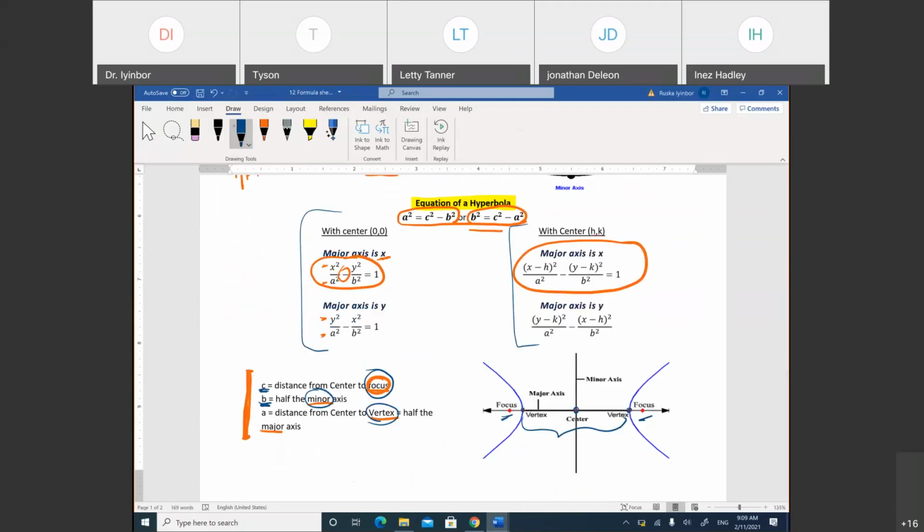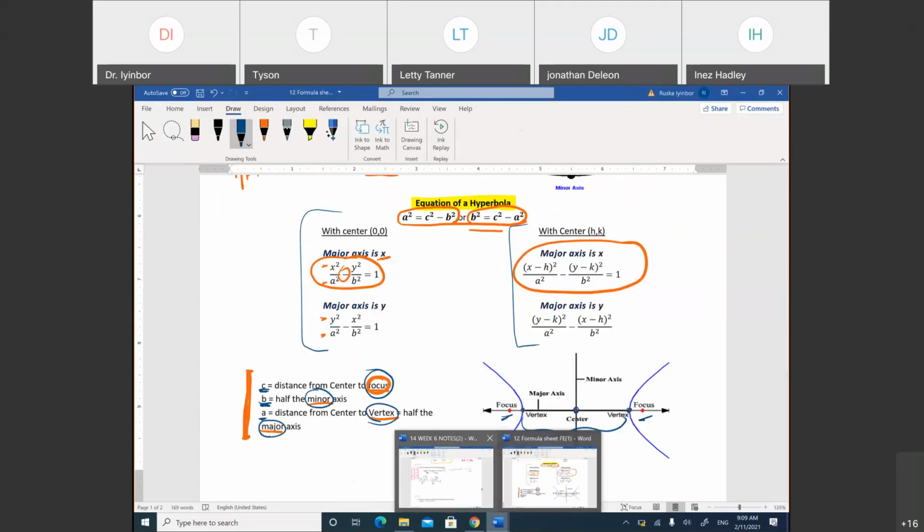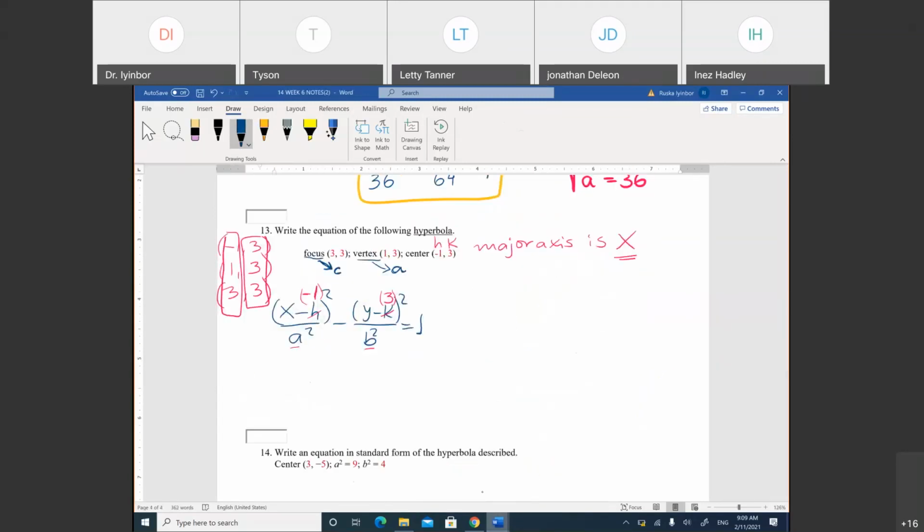Vertex and major axis give me A. Okay? So keep that in mind. And now let's see what we have. We have C, we have A, we have to use the formula to find B. Now, what is A and what is C?